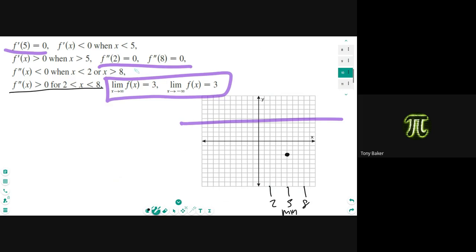At 2 and 8, it switches from concave up to concave down. So let's make a point here, and we'll do a point here. So here, crossed over, goes down to that point, goes back up to that point, and goes that way. There you go.